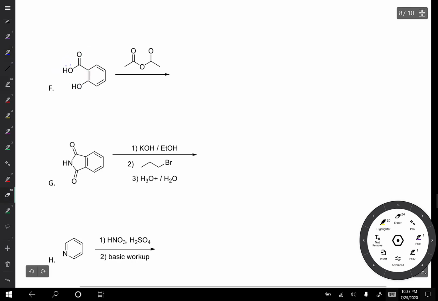This tells us that the phenol will do the reactivity here and will act as the nucleophile. Here I can attack the anhydride. I can push up.